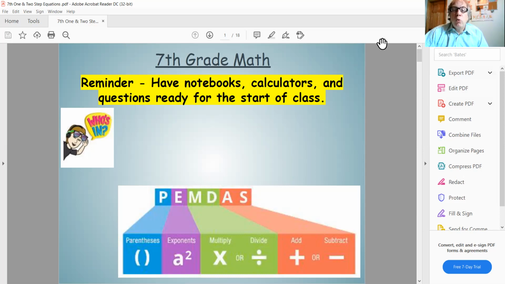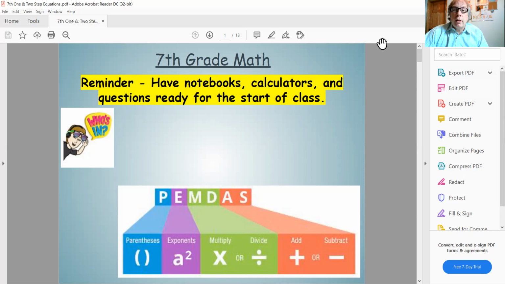In moving forward with our algebra unit, I want to take you through some solution of equations with variables. I want to solve for the variable today and show you the algebraic way to do that.